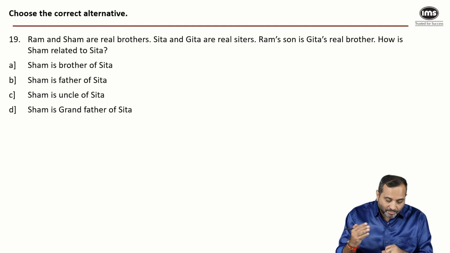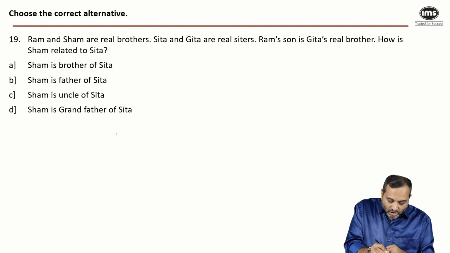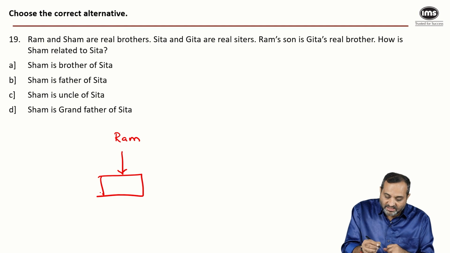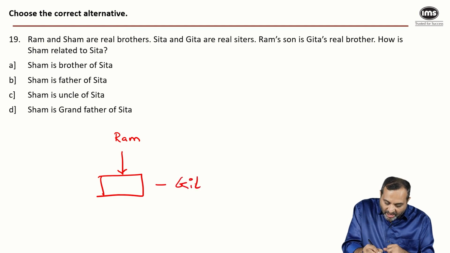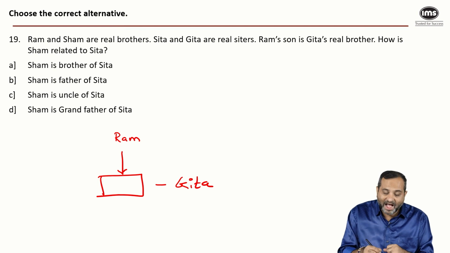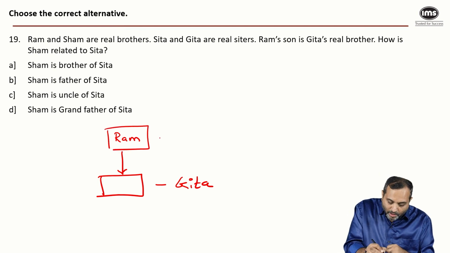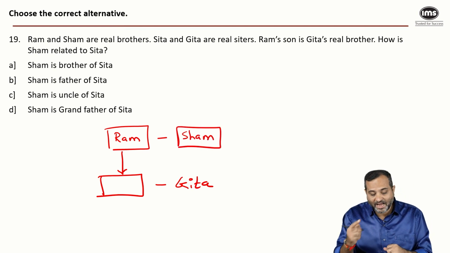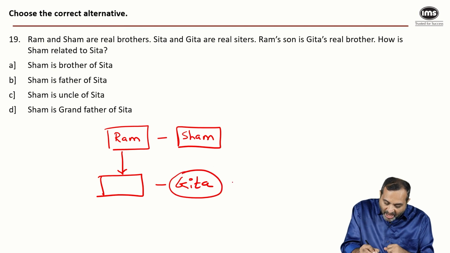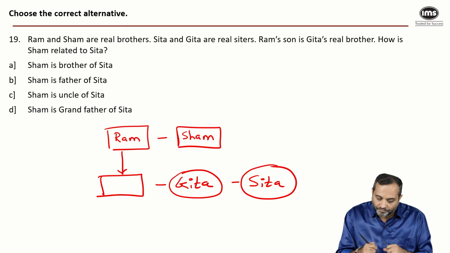Ram and Shyam are real brothers. Sita and Geeta are real sisters. Ram's son is Geeta's real brother. So, this is Geeta here. I know that Ram and Shyam are real brothers. So, Ram is also a male. He has a brother, Shyam. I also know that Sita and Geeta are real sisters. So, Geeta and Sita. Correct? Now, Ram's son is Geeta's real brother.